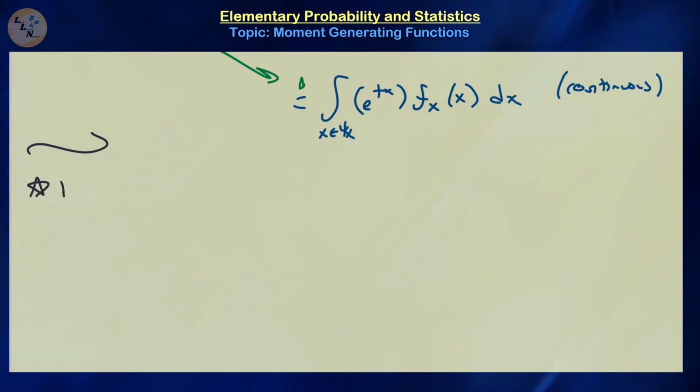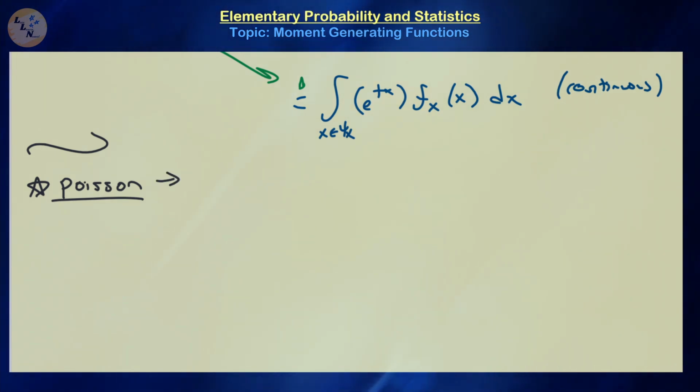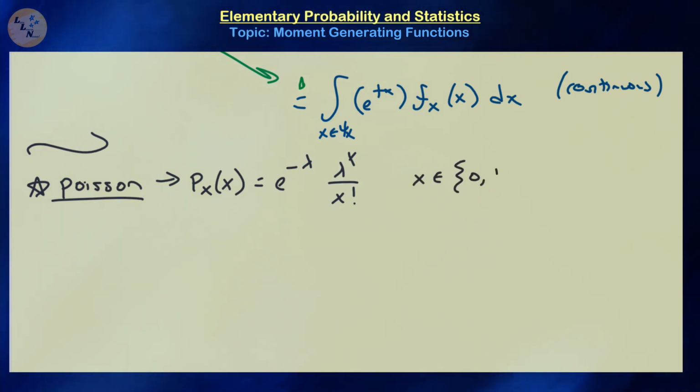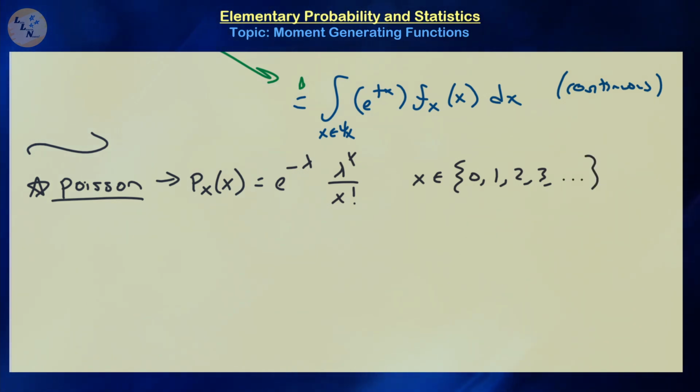Right? So let's start off with a very easy one, in particular the Poisson random variable, which is a discrete random variable. We already know that the probability mass function for a Poisson random variable is e to the minus lambda times lambda to the x all over x factorial. And remember that the support of this random variable is 0, 1, 2, 3, up to positive infinity.